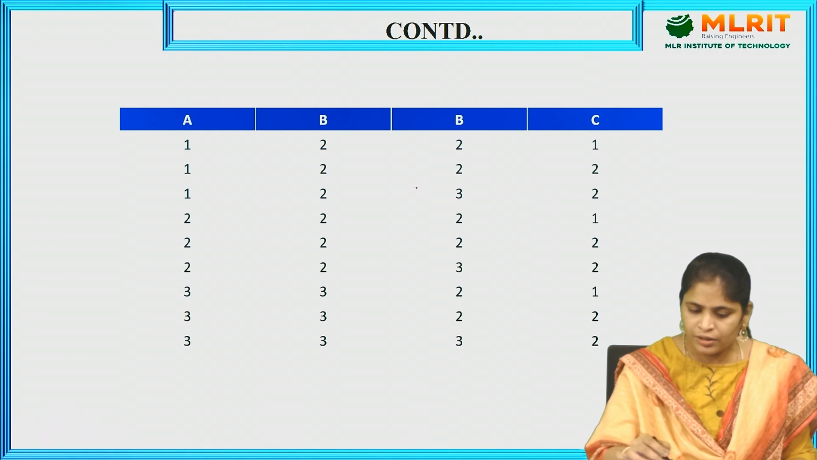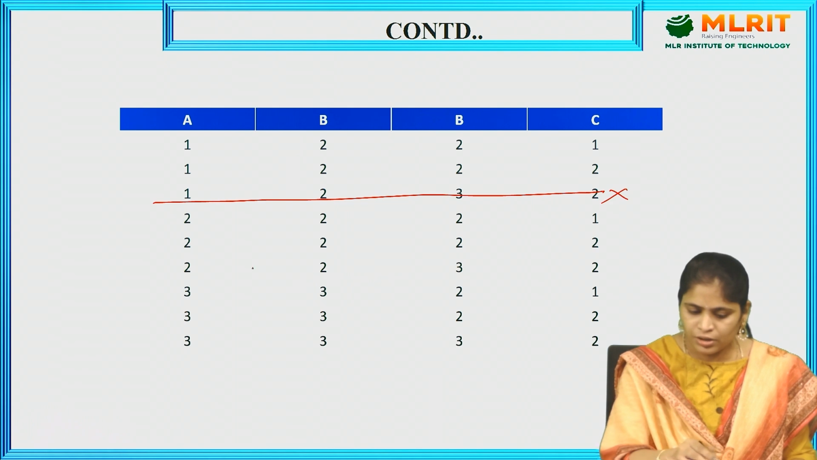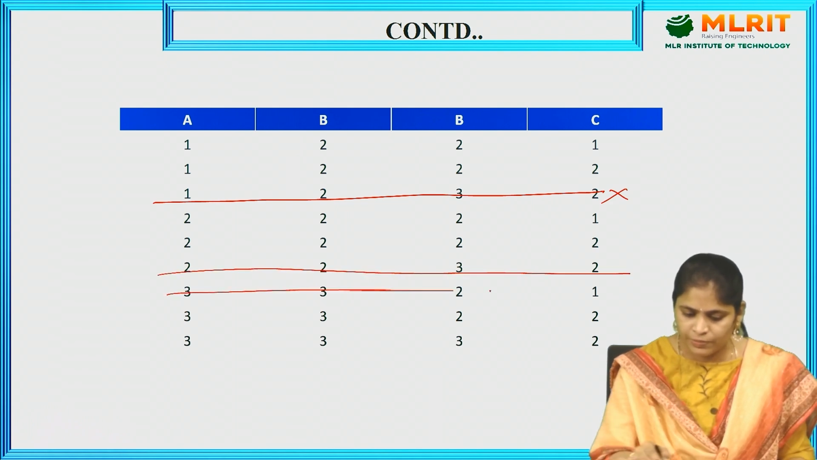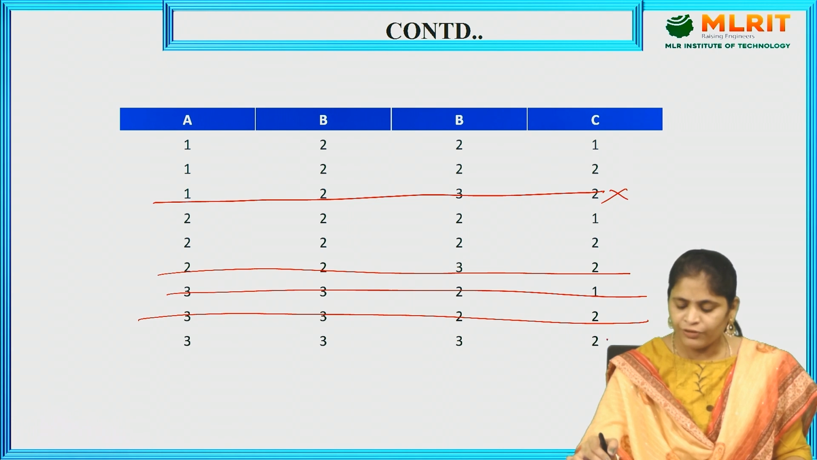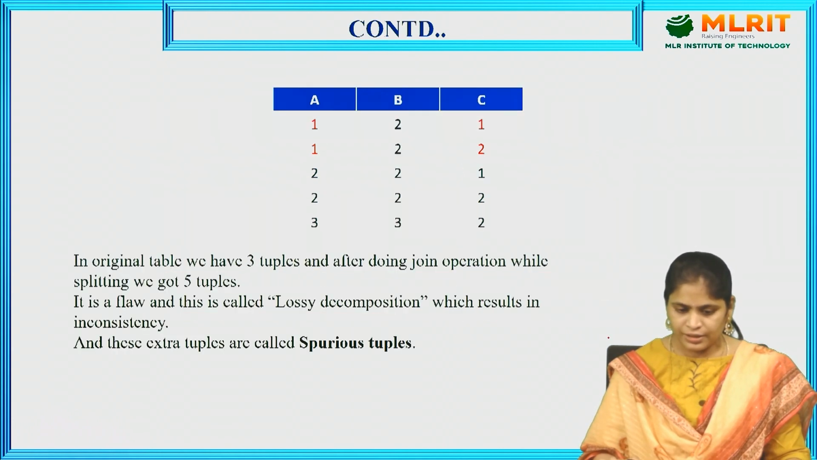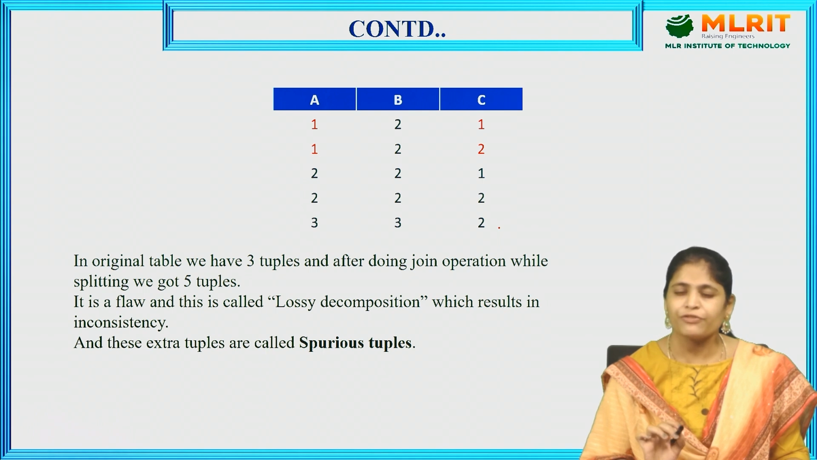Only this row will be rejected. This row will be rejected. Next, this row will be rejected. This row will be rejected and this row will be rejected. Only 1, 2, 3, 4, 5 rows will be considered. Consider these 5 rows. We have got only these 5 rows after doing the Cartesian product.